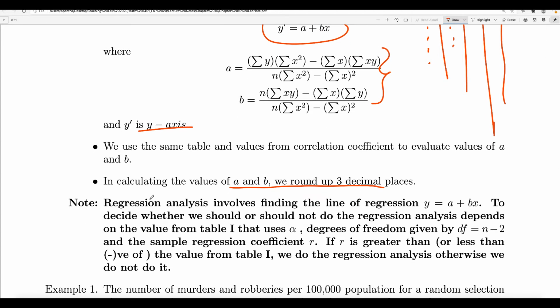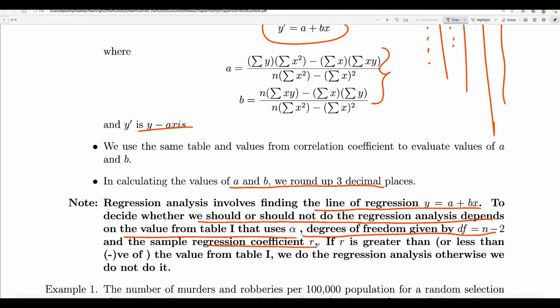All right, so let us look at the note. Regression analysis involves finding the line of regression y equals a plus bx. To decide whether we should or should not do the regression analysis depends on the values of the table I that uses alpha, degrees of freedom n minus 2, and the sample correlation coefficient r.